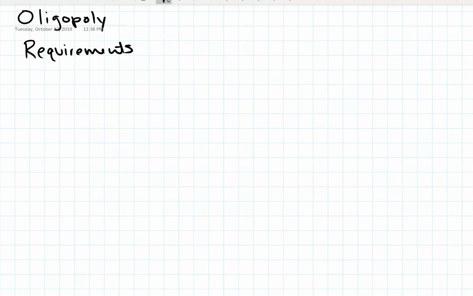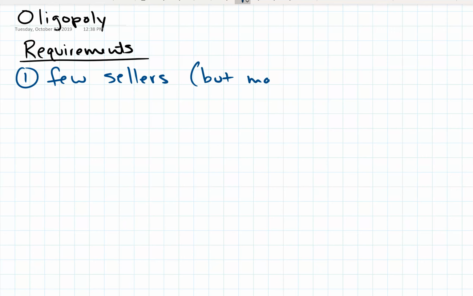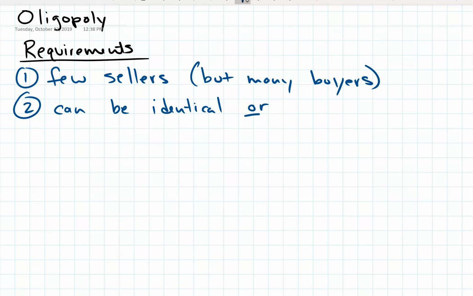So let's first take a look at some requirements of this market, or the standards by which we define it. The first thing, and this is the key thing, is few sellers. There are few sellers, but there are many buyers. So there are still lots of different buyers, but a few sellers. This means the behavior of these sellers is interdependent. The second thing that is interesting is that there can be identical or differentiated products. Even if products are identical, they could still be in an oligopoly if a few firms control the entire market. We'll take a further look here.